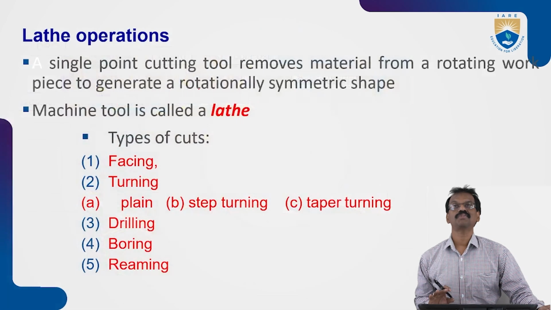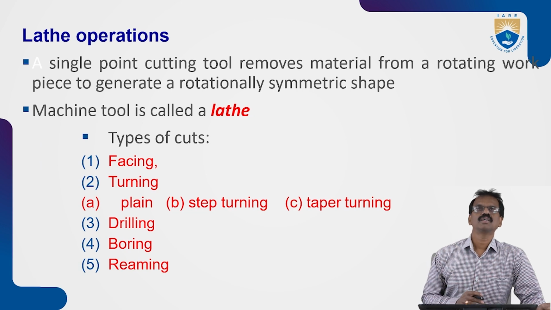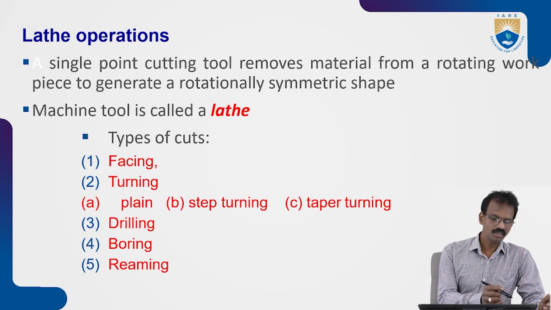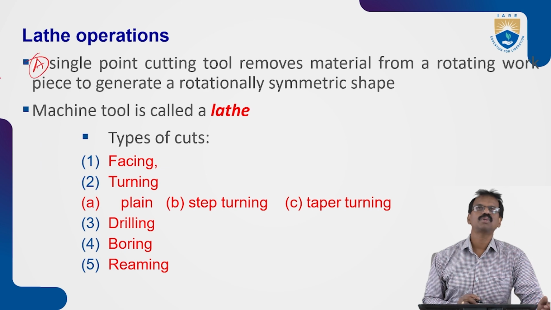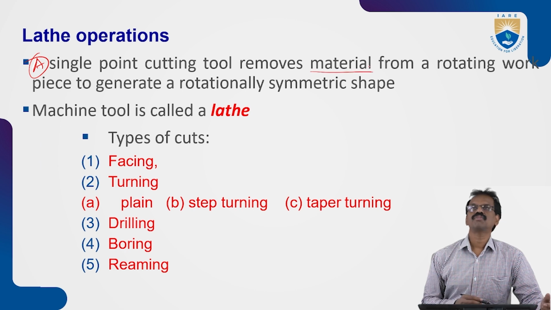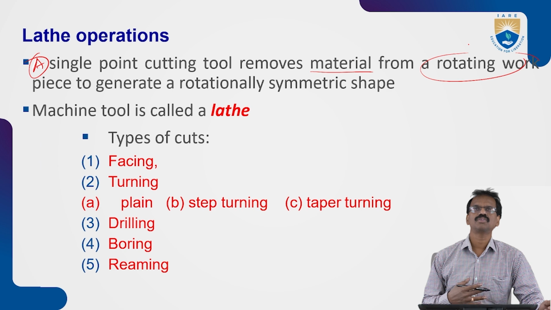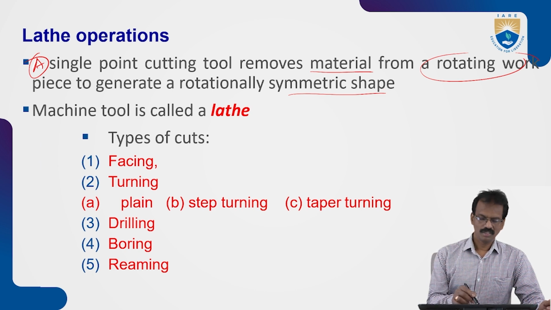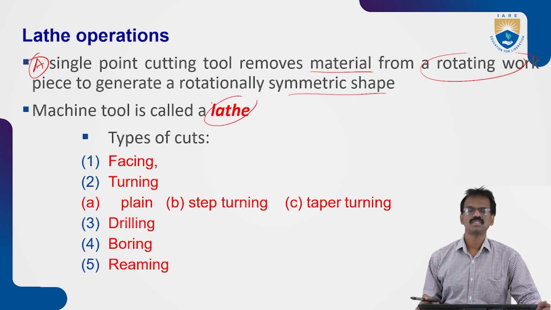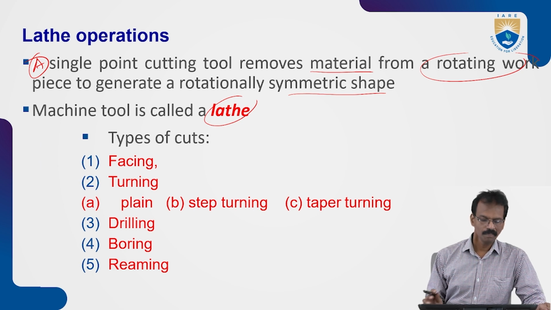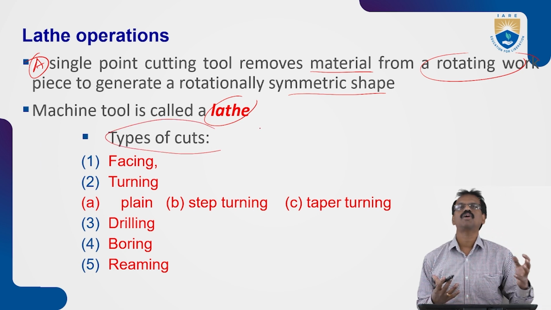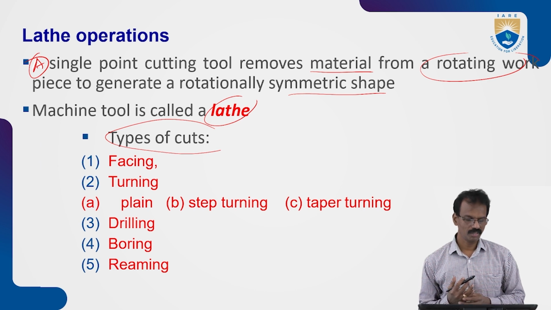Now we'll see different lathe operations. Very important. We know that in this lathe machine we use the single point cutting tool. The single point cutting tool removes unwanted material from the rotating workpiece to give the desired shape. So the machine tool is called a lathe. The lathe is one of the best, oldest and very important machine tools. Here some operations of lathe machines have been given.